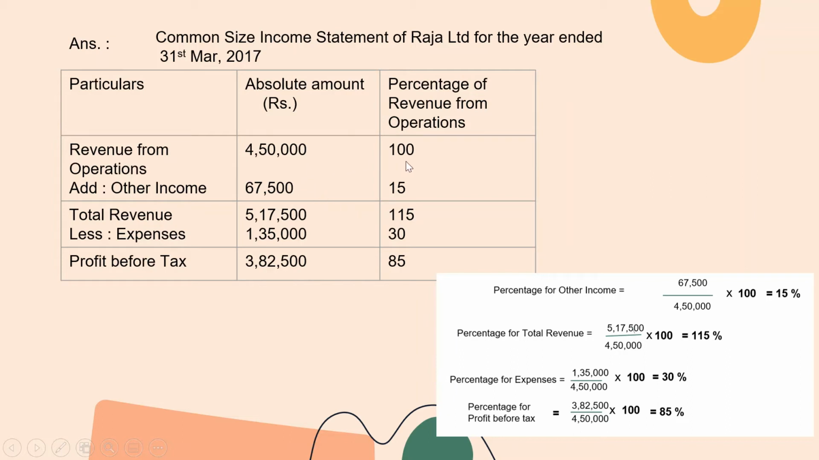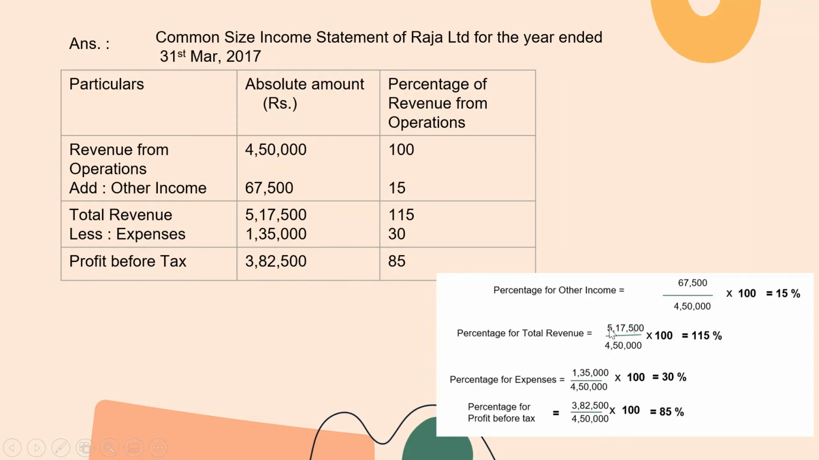For the first item, there is no need of showing any calculation. We'll directly do the second one. Other income, percentage for other income, 67,500 divided by 4,50,000 into 100. When you simplify this, you will get 15%. So here in this common size statement, it will be easy. You can add these two, so that will be the percentage for the total revenue, and I have done calculations also.